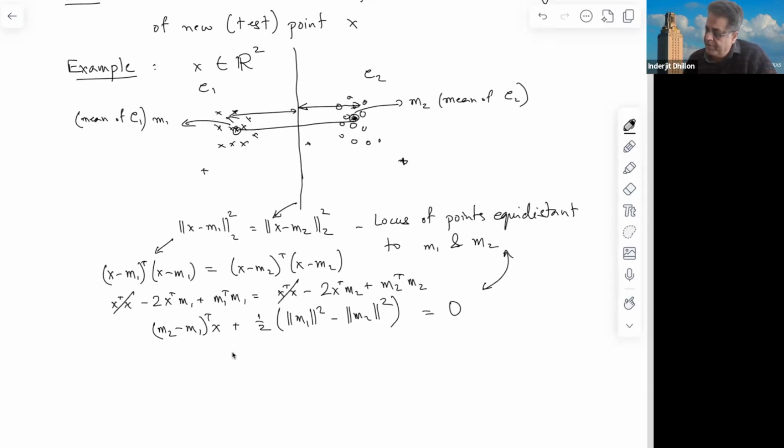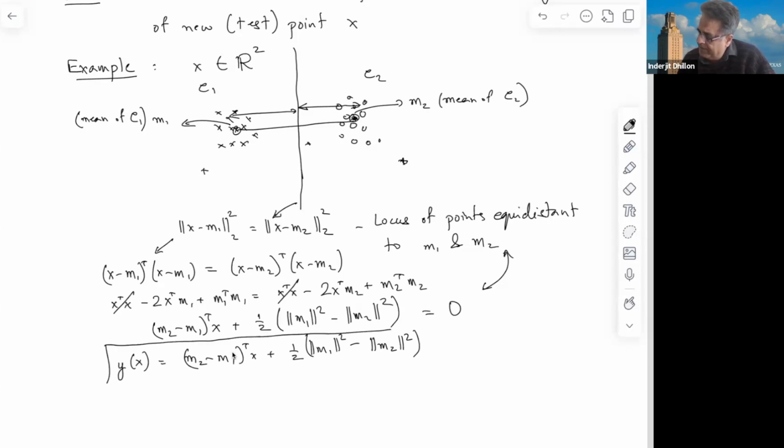Okay, and now if you think about it, I can think of a function y of x, which is basically (M2 minus M1) transpose x plus 1/2 (M1 square minus M2 square). I can think of this as the locus of that line, the locus of all those points that are equidistant from M1 and M2. And I call this the decision surface.